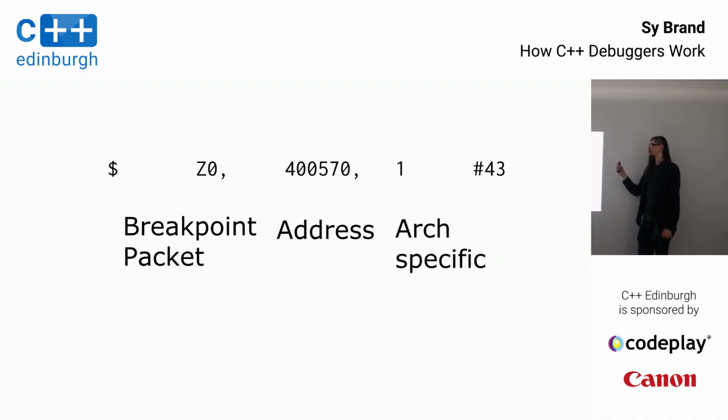So for this specific example, this is the breakpoint packet, the Z0. This is the address to set the breakpoint on, and then 1 is some architecture specific thing. I can't remember what it is for x86. I think for ARM it's whether you're running in ARM or thumb mode, so you know the size of the software interrupt address instruction, I think. But I can't remember exactly what it's for x86.